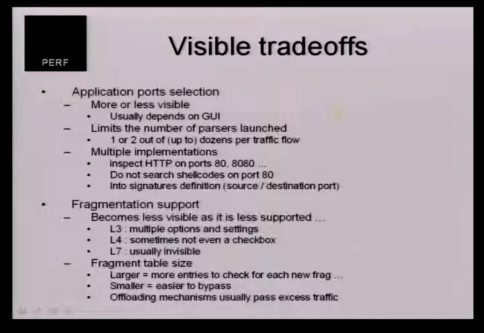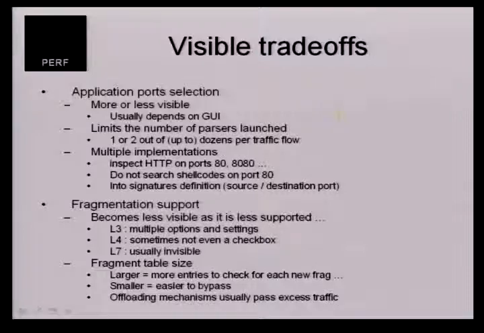Some of them are visible, like this application port selection. When you say I'm going to analyze HTTP traffic, usually you've got a choice, and you're going to say HTTP traffic is going to be analyzed on port 80, port 8080, port I don't know. Sometimes it's going to be a little bit different. It's like this Snort possibility to say I'm not going to search for shellcodes on port 80, so you just save resources. And sometimes it's even in the signatures. We're just going to say this signature, I just look for it if it's a packet going to port 80.